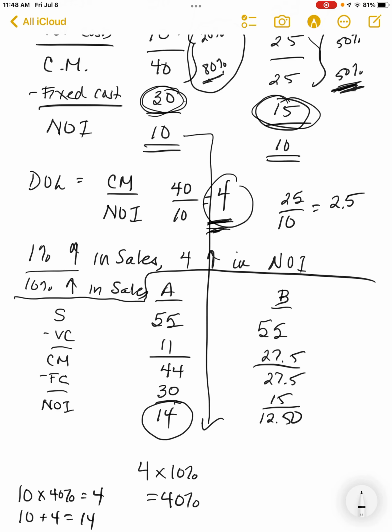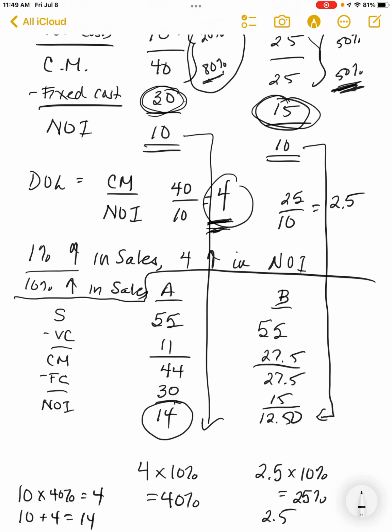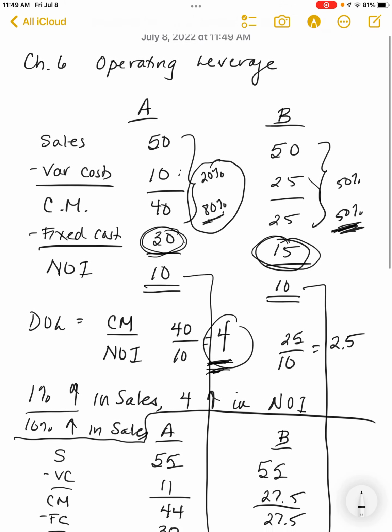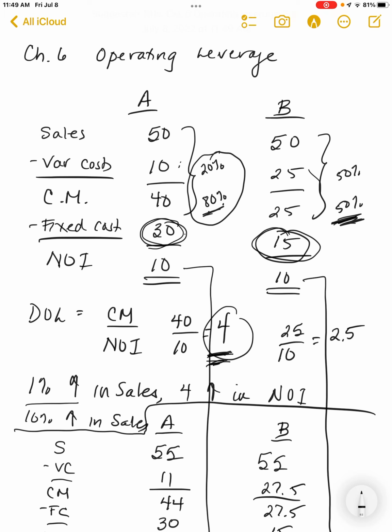Same thing over here. My NOI went from 10 to 12.50. So it went up 2.5 times 10% gives me 25%, and 25% of 10 is 2.5. Okay? So hopefully that helps clarify operating leverage a little bit more.